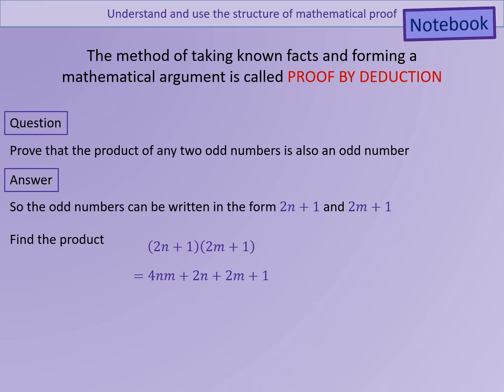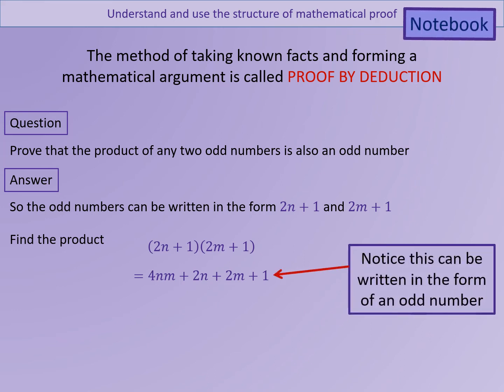The alternative, and perhaps an easier way, is to talk about how this expression that we've ended up with can be written like this. And this is the general form, of course, of an odd number. Two lots of something plus 1.